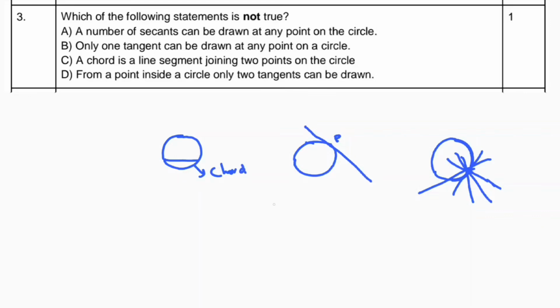Then option 4, from a point inside a circle, only 2 tangents can be drawn. See, from a point inside a circle, if you draw a line like this, it will not be a tangent, it will be a secant. We cannot draw any tangent from inside. So all will be like secants. So option D is wrong. So the correct option is here D, because in the question they're asking which one is false, not true. So option is D.